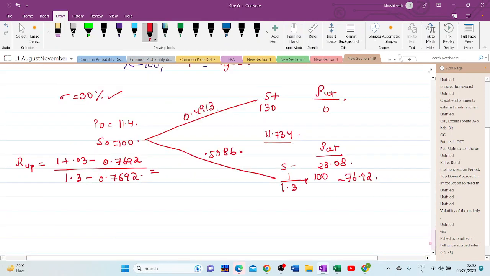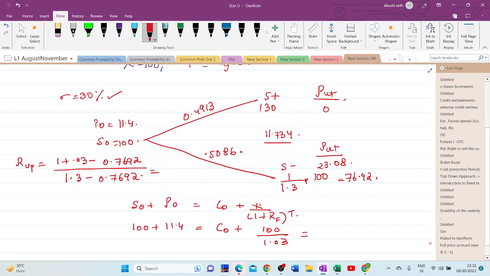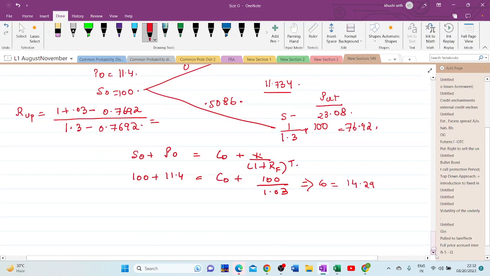अब कॉल का निकाल लो. कॉल का जस्ट यूज द पुट कॉल पैरिटी. S0 plus P0 equals C0 plus X by 1 plus RF to the power T. तो ये है 100, ये अपना आ गया 11.40. C0 निकालना है, 100 by 1.03. तो ये कितना आया था? 14.29.